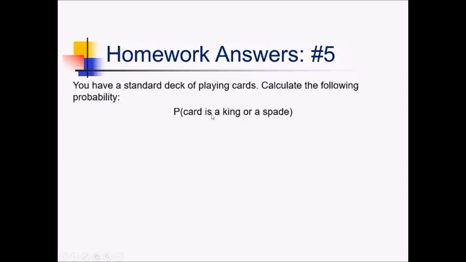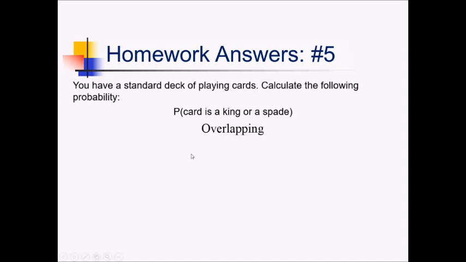On this one, we have a standard deck of playing cards. We want the probability that the card we pick is a king or a spade. Since we have an or, we should ask if we have overlapping or disjoint events happening here. Can a card be both a king and a spade at the same time? Well, yeah, sure. How about the king of spades, right? Since these are overlapping, that means we'll have to subtract the overlap after we add together the individual probabilities.